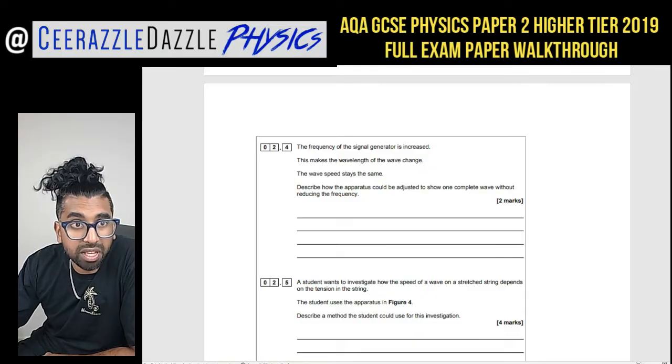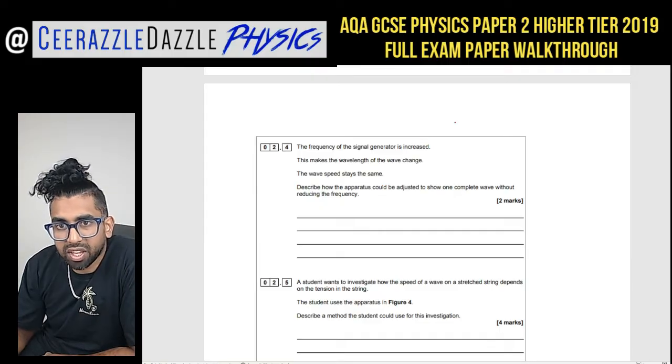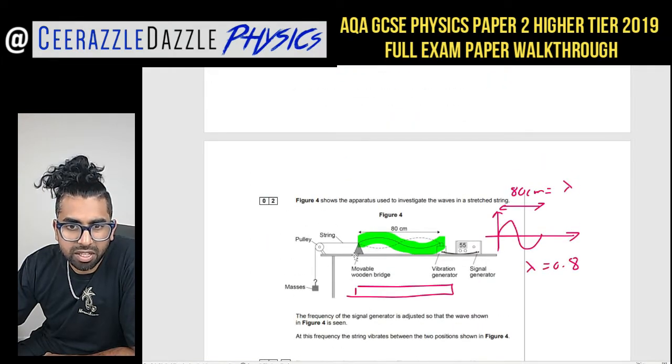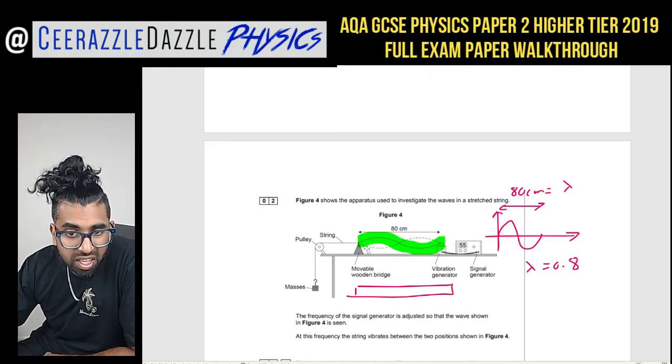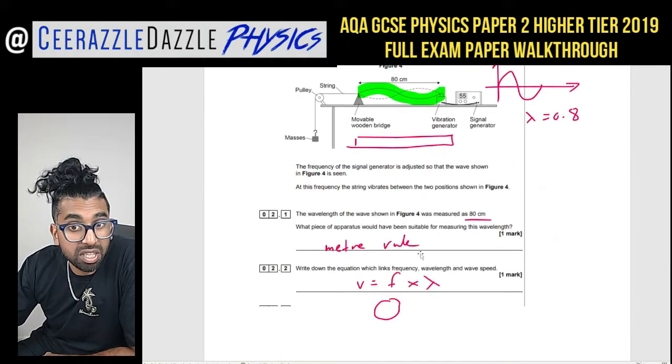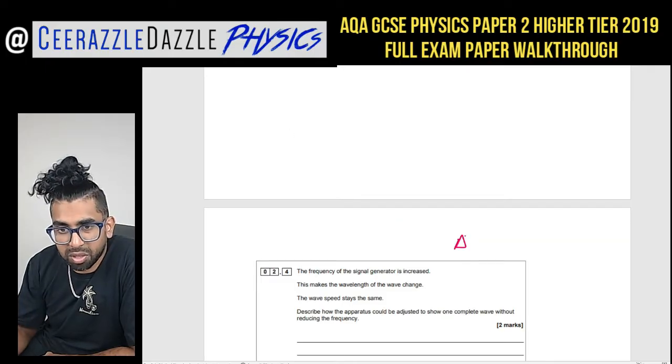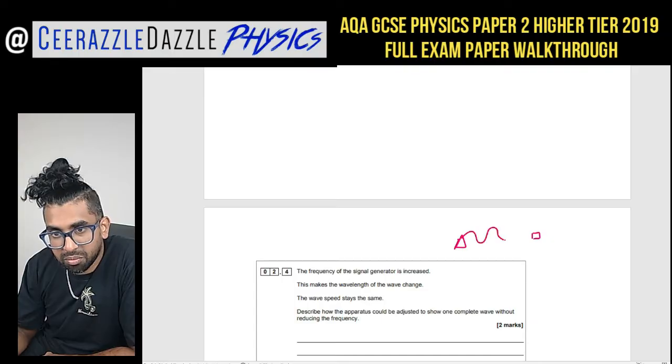What's going to happen when you increase the frequency, I'm just going to redraw that over here. So there's the little bridge initially. If you look at that diagram at the top, there's the bridge there and the vibration generator is over here. If you increase the frequency, you're going to see more waves on there. Imagine this is the vibration bit over here. You're going to see more waves over here. So more waves are seen.